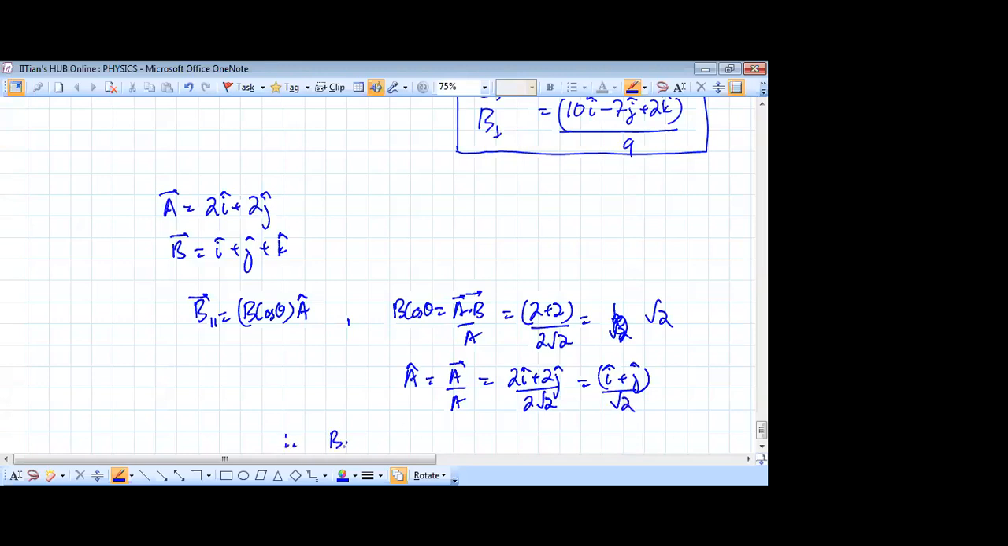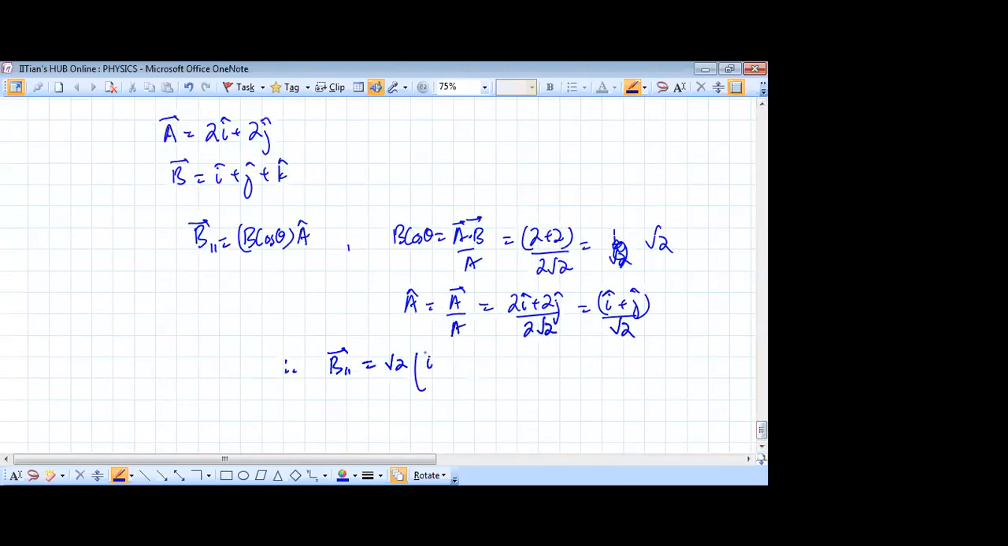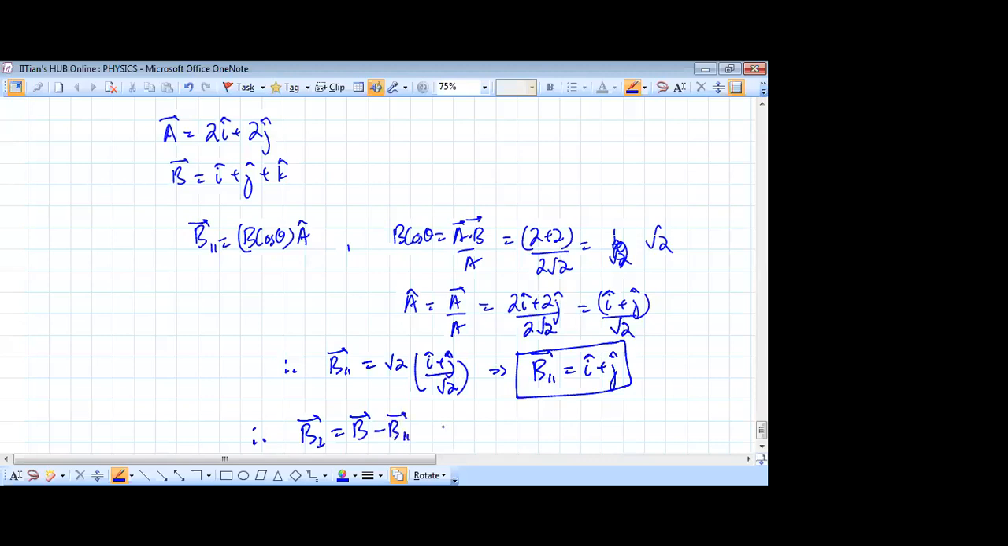So therefore, the parallel component of B becomes i cap plus j cap, and therefore the perpendicular component just becomes this. Yes, the answer is correct, Sarvesh.